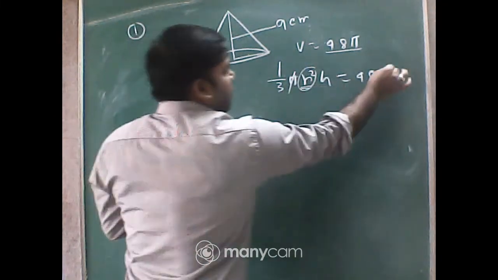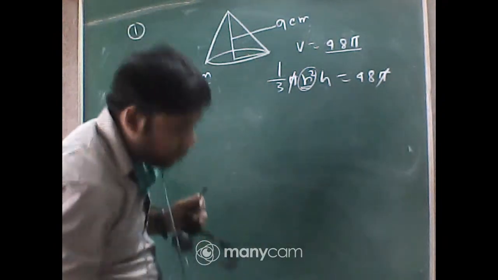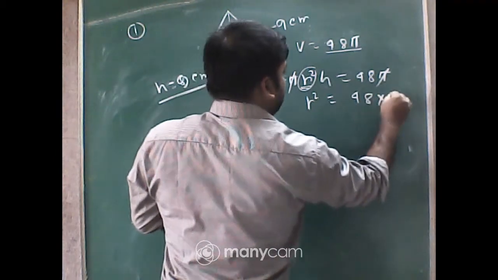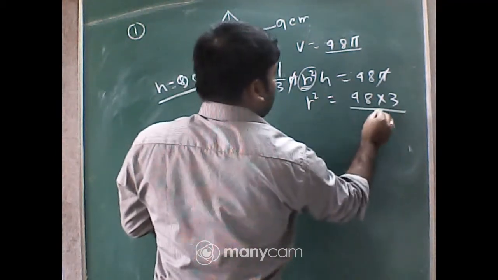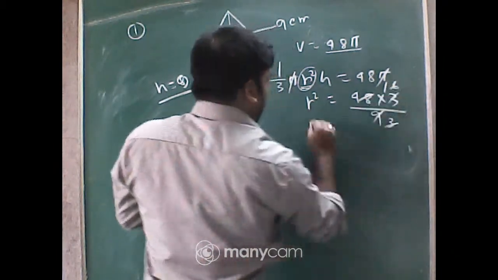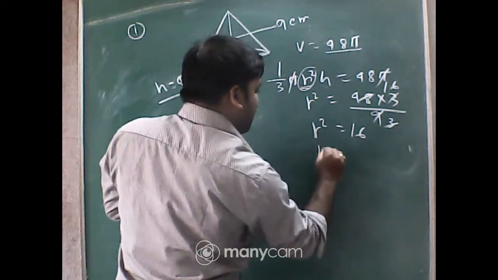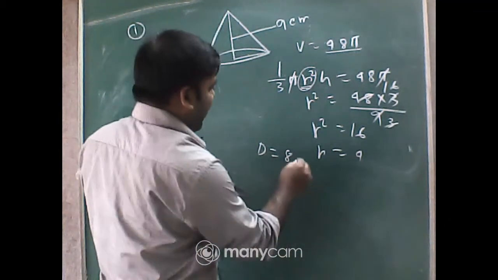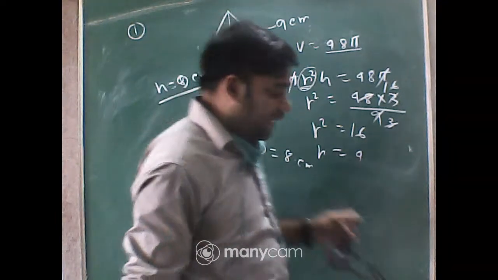So pi is removed, and r square equals 48 into 3 by h, that is 9. So 3 into 16, r square equals 16. Obviously r equals 4. Therefore diameter equals 8. Diameter equals 8 centimeter. Okay, most probably yes, 8 centimeter.